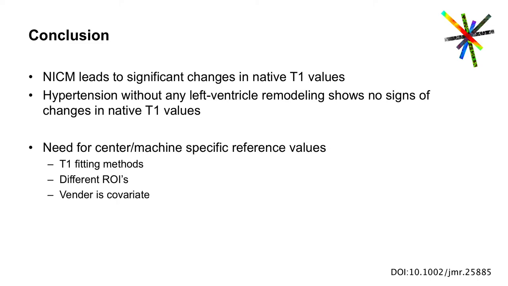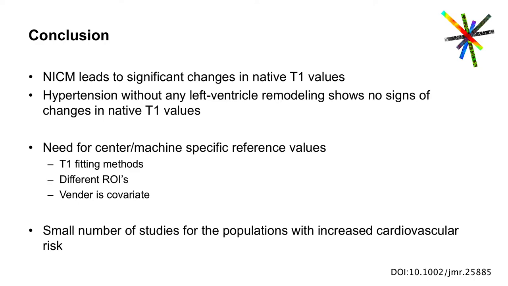The results also showed a lot of variation in the healthy control populations, which seems to be very center-specific or even machine-specific. So we recommend specific reference values based on the machine and also the approach that you use, if you use a different T1 mapping fitting model method, or different ROIs. Furthermore, we only had a small number of studies performed on diabetes and obesity, and this makes it very difficult to determine the value of T1 mapping for those groups. So we would strongly recommend more research in that.